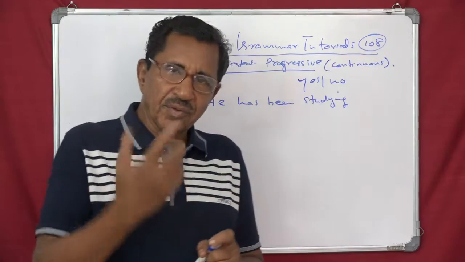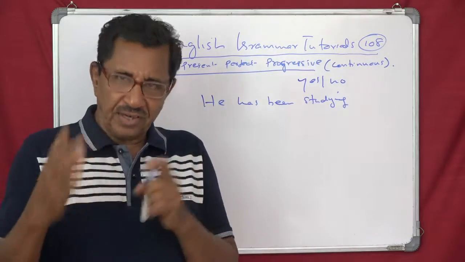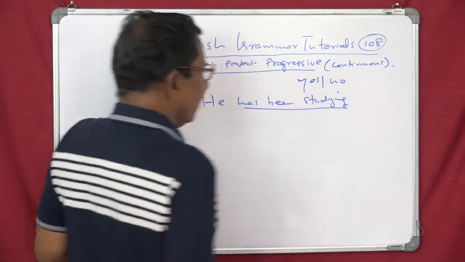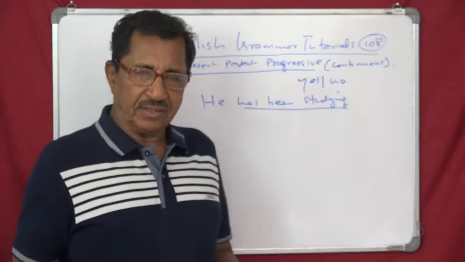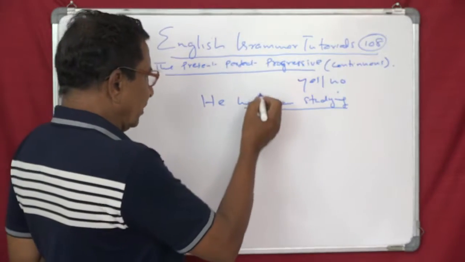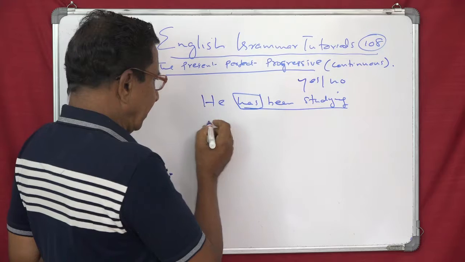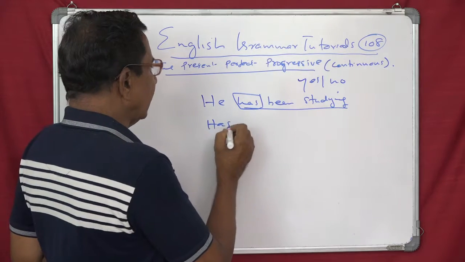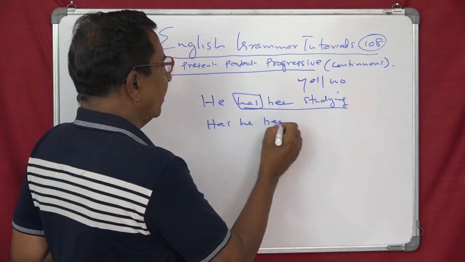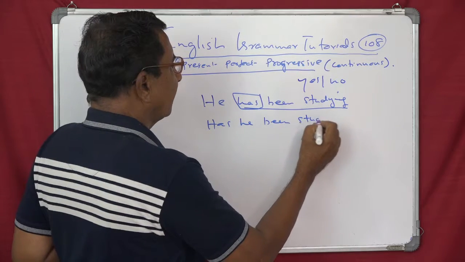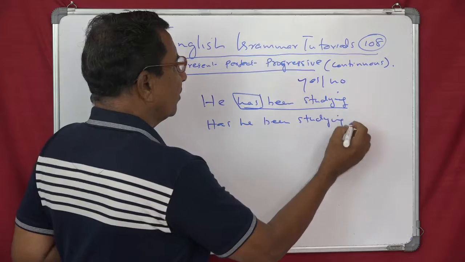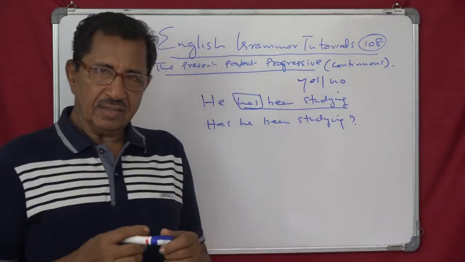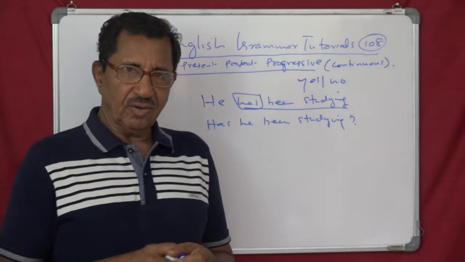And you have got more than one word in the verb phrase. Now you can see here we have three words. This is the verb phrase, and take the first part and put it just before the subject. Then you will have: has he been studying? And you have got the question mark. That's the yes or no question. Understand? Very simple.